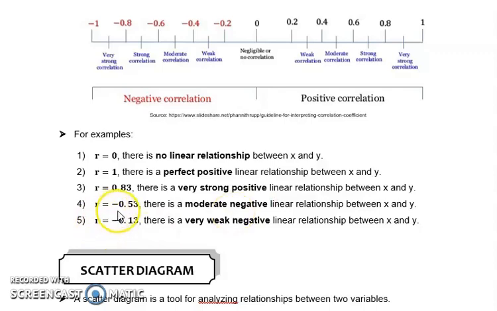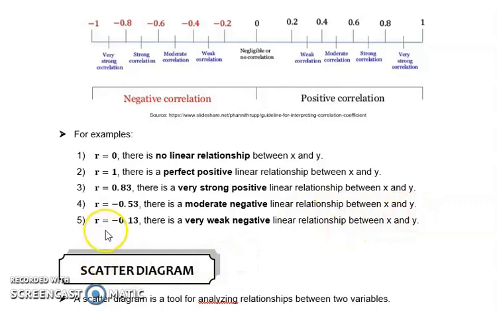Okay, another example. R equal to negative 0.53. So just now I said if below 0.5, and above 0.5, we can say it has a moderate relationship. So here, negative 0.53, there is a moderate negative linear relationship between x and y.